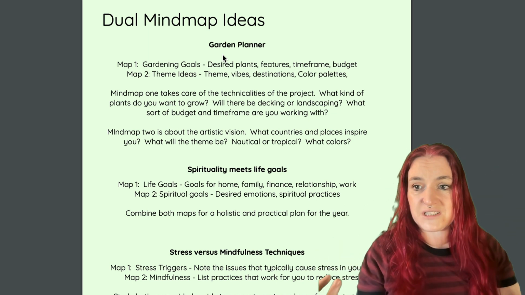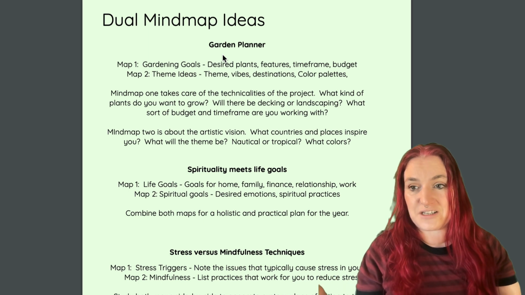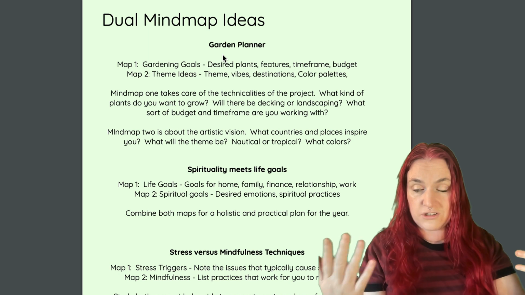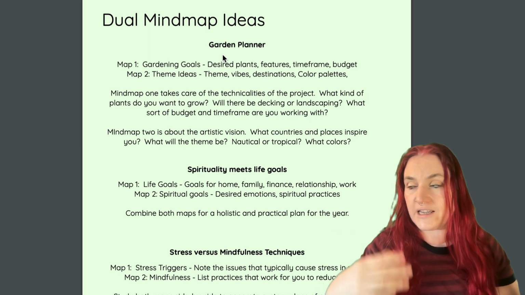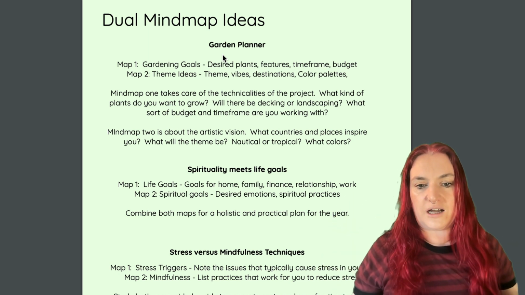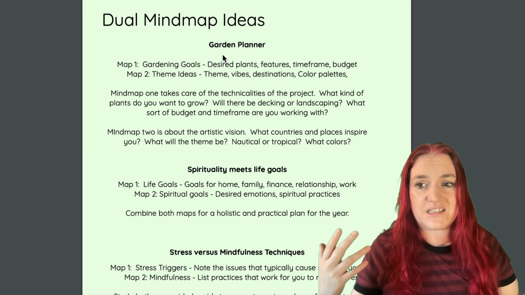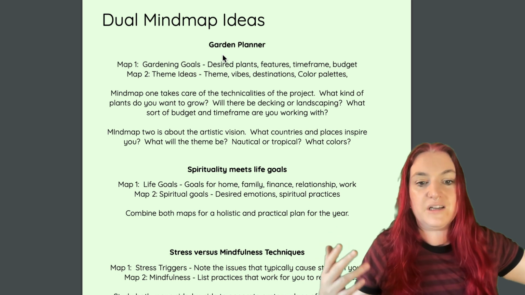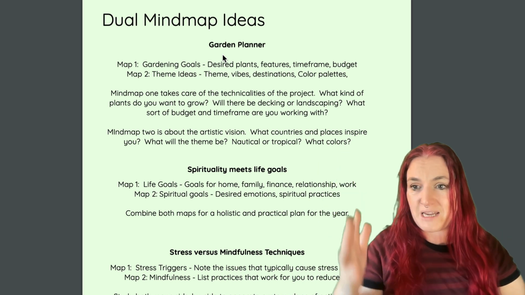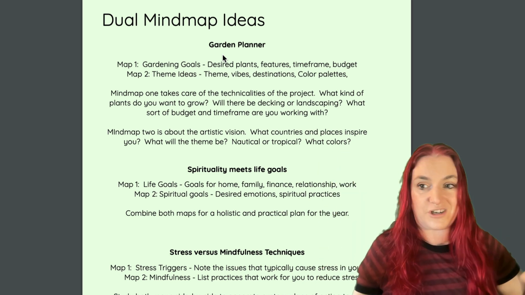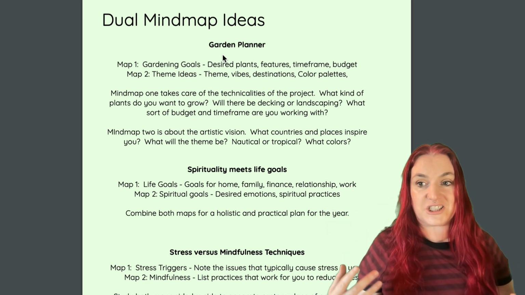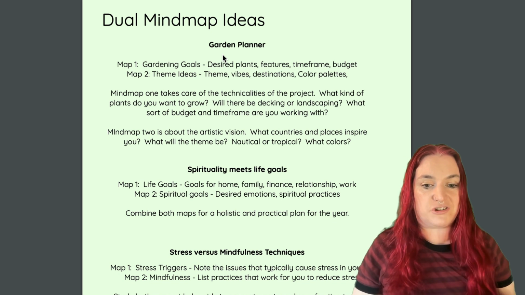And you've got stress versus mindfulness. So I think this is a fun idea. You could take things that cause you stress and things that you can do that reduce your stress, like deep breathing, talking, or using certain mindfulness tactics like CBT to reframe the stress. So you could make a list of things that work for stress and things that cause you stress, and then come up with a plan of action to deal with specific stress triggers.